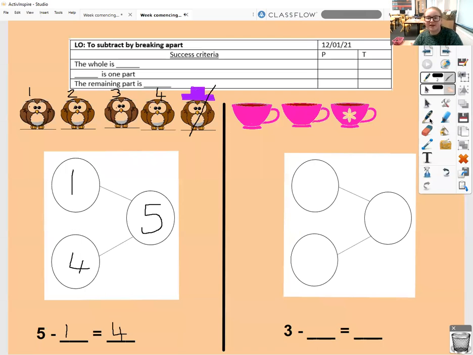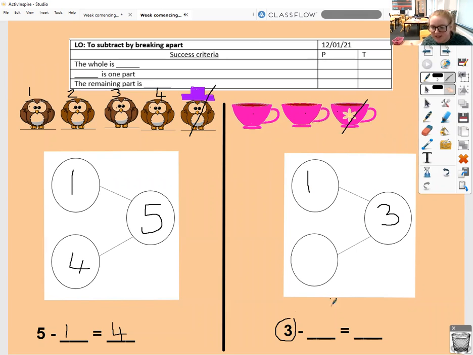Fantastic. So let's work through this together. So we want to know how many teacups do not have a flower on. So first of all, how many teacups do we have all together? This number sentence is saying it's 3. Let's double check that. 1, 2, 3. Our whole is 3. Our first part is how many teacups do have a flower on. So how many teacups do have a flower? There's 1 there. I can't see any more. So 1 teacup has a flower.